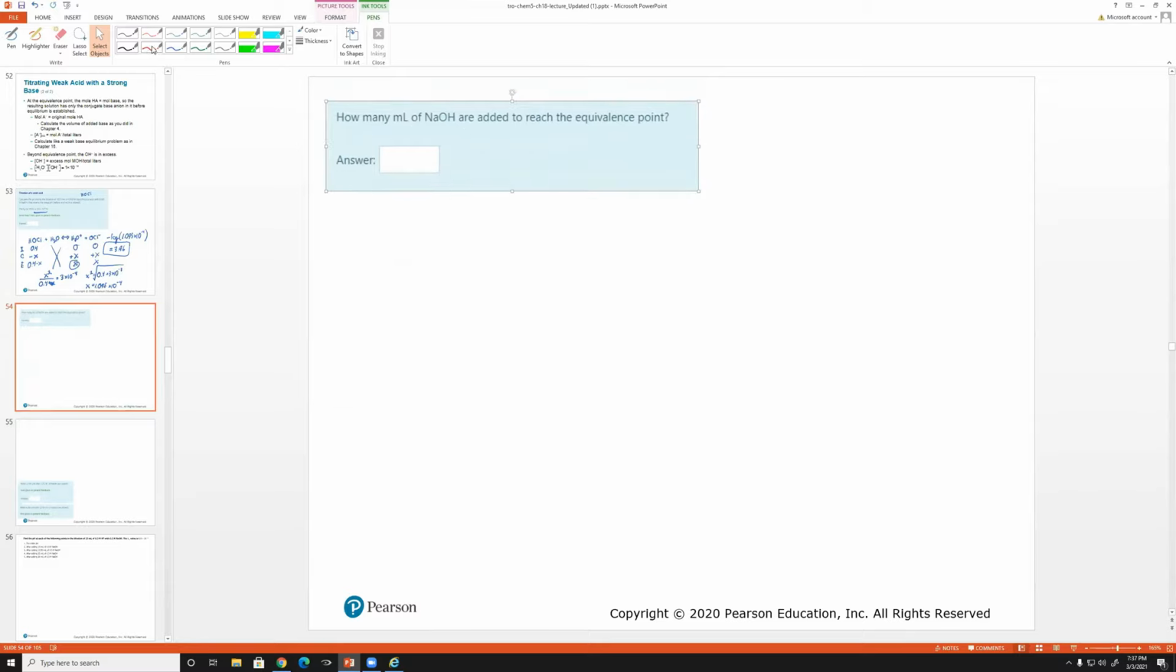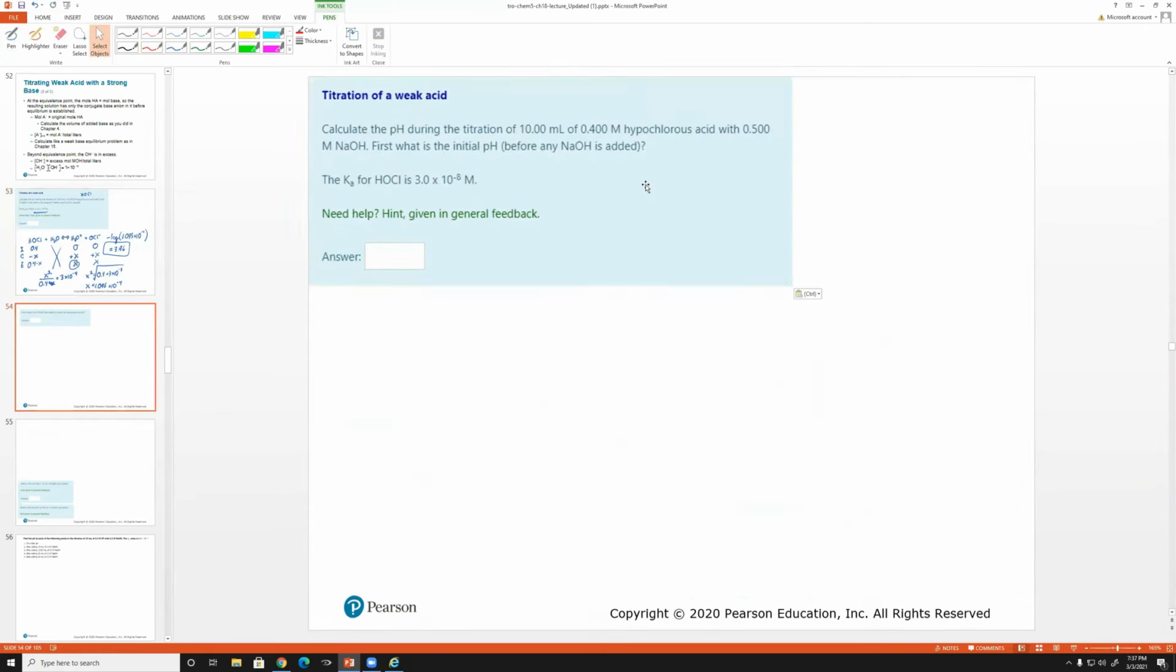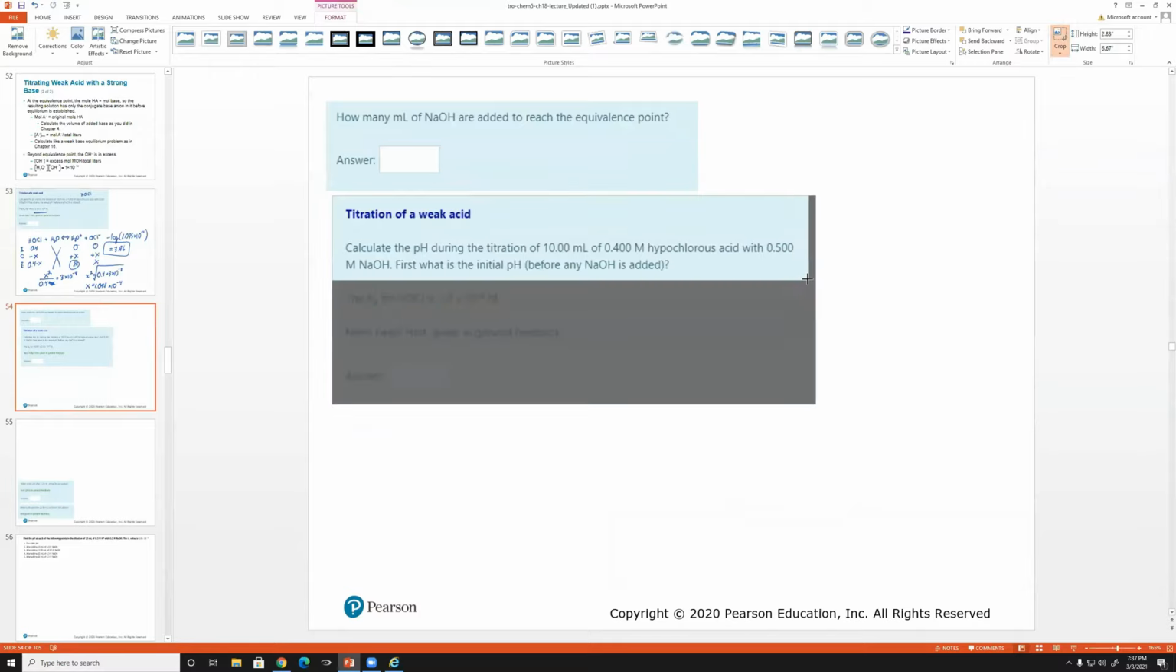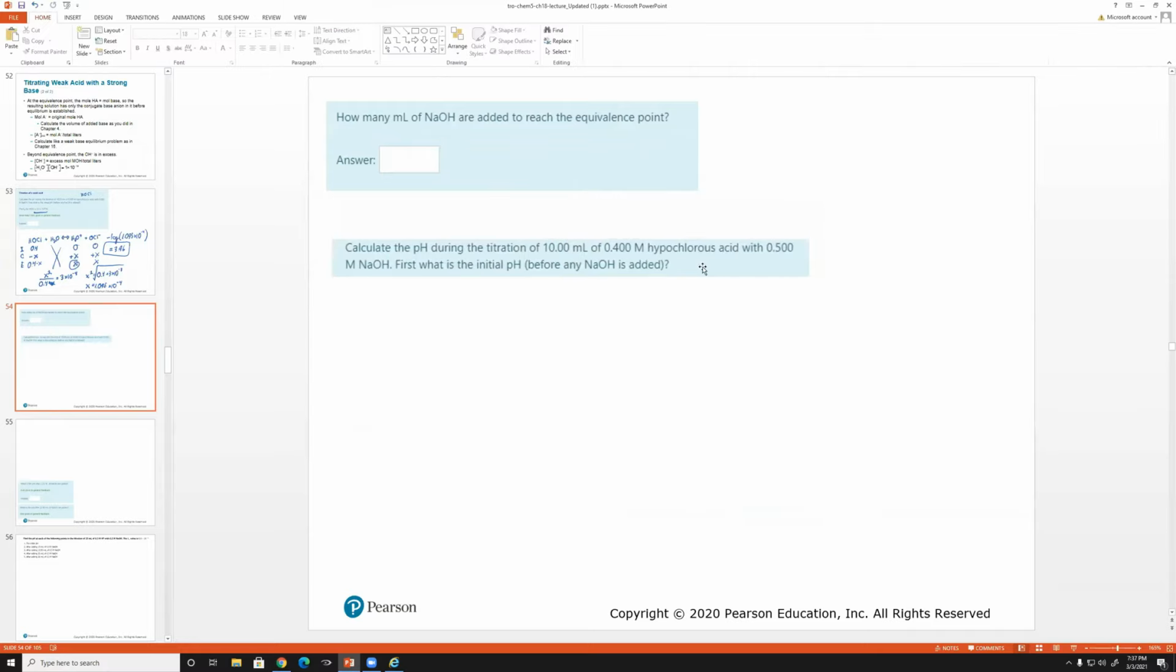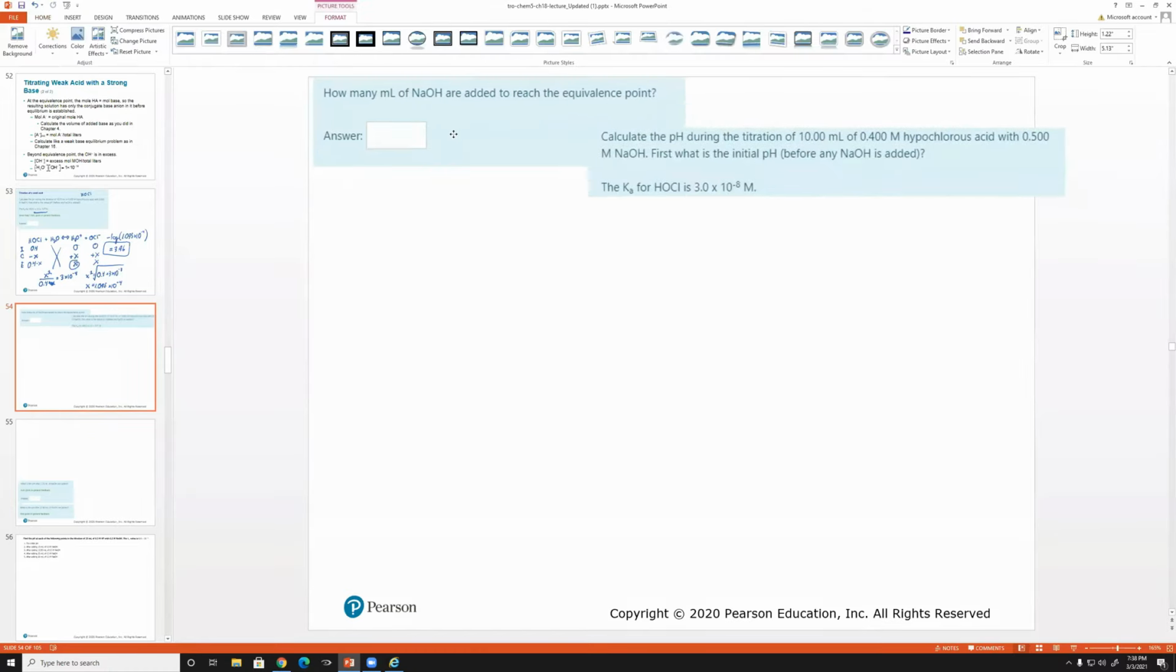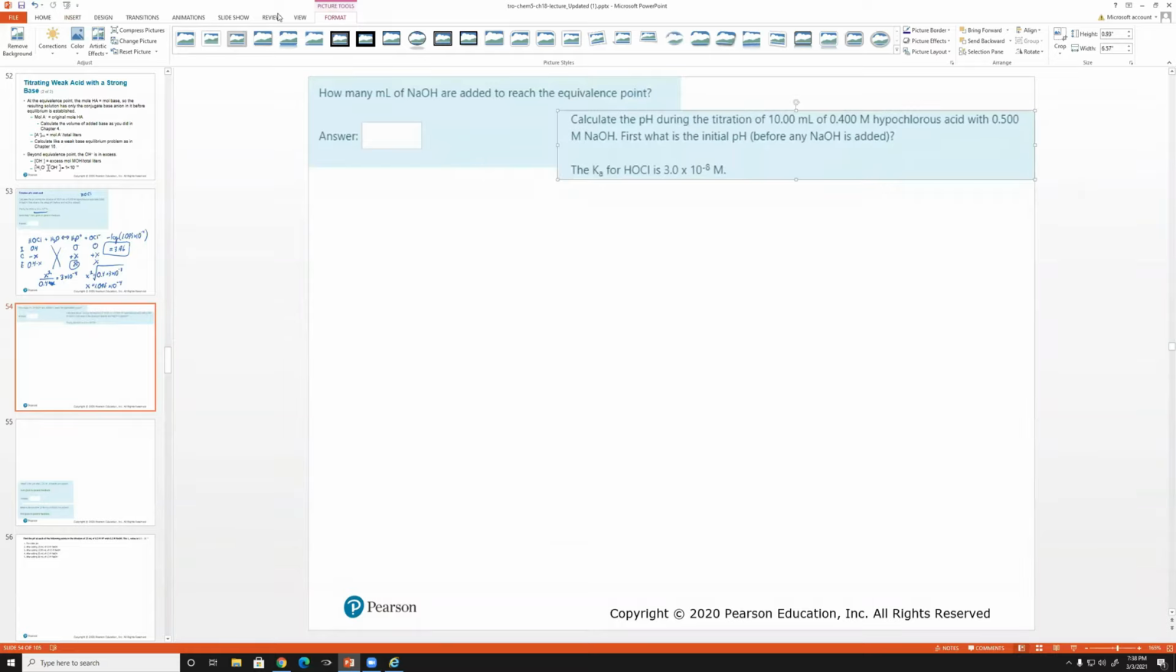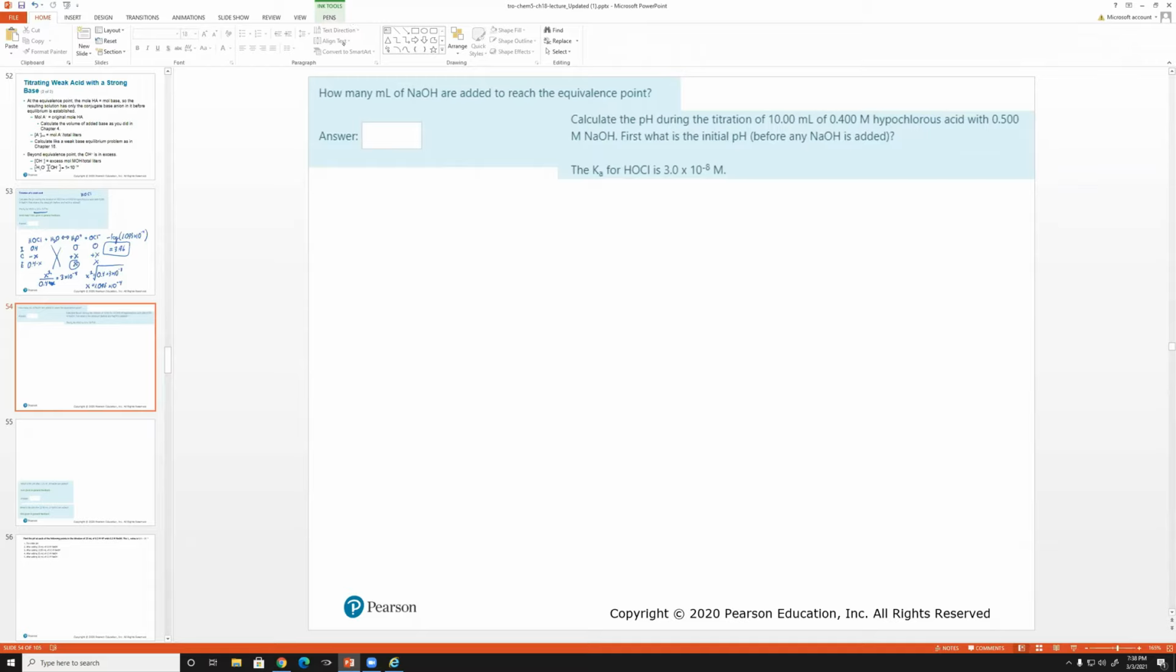How many milliliters of NaOH are added to reach the equivalence point? Here's what I'll do. I will take the information and copy it here. Oh, we might need that Ka. There we go. The equivalence point, by definition, is when the NaOH concentration equals the original concentration of the weak acid when it's completely neutralized. And remember, even though it's a weak acid, it still completely neutralizes, because the base is going to rip that hydrogen off and facilitate the ionization and the neutralization.